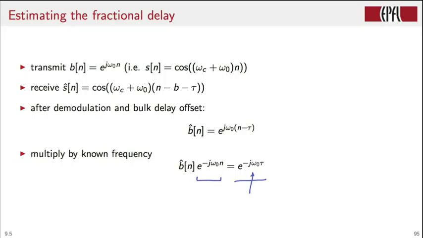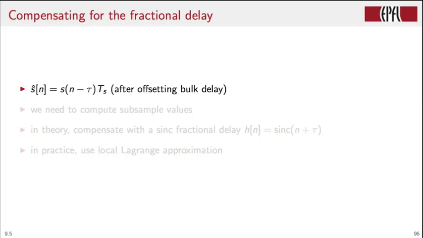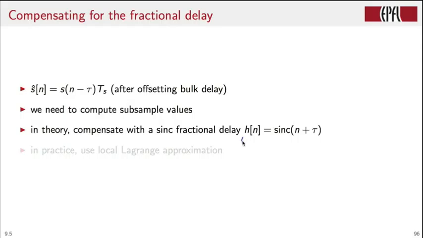Now we have to bring back the signal to the original timing. The bulk delay is really no problem, it's just an integer number of samples. What creates a problem is the fractional delay, because that will shift the peaks with respect to the sampling intervals. So if we want to compensate for the fractional delay, we need to compute subsample values. And in theory, to do that, we should use a sinc fractional delay, namely a filter with impulse response sinc of n plus tau. In practice, however, we will use a local interpolation, and this is a very practical application of the Lagrange interpolation technique that we saw in module 6.2.